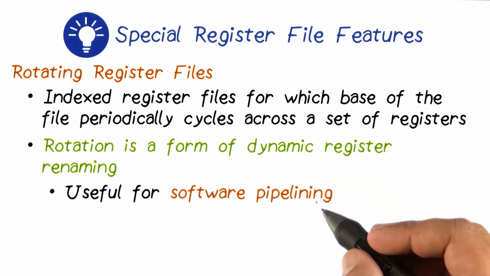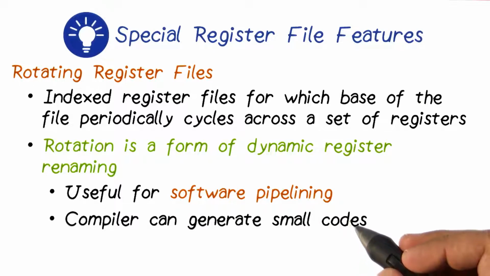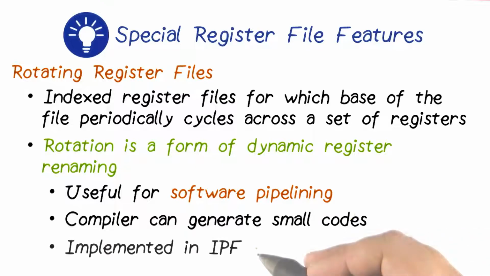And so rotation is very useful for what is called software pipelining, in which as the iterations execute, the registers are given out in a cyclical manner for the next few iterations. As we'll see later, the compiler can generate very compact code to carry this process out by using rotating register files. And this feature was implemented in Itanium as dynamic rotating register files.